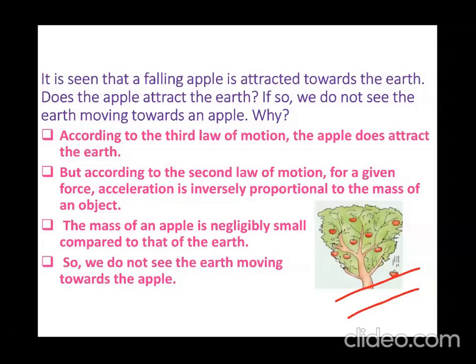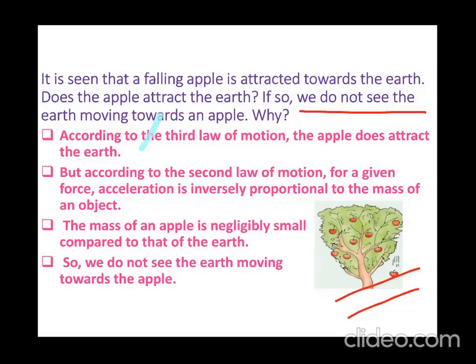But children, apple is attracted, fine, but is the earth also attracted by the apple? क्या earth भी apple को attract करती है? If so, have any one of us seen the earth moving towards the apple? No, we have never seen the earth moving towards the apple. Why? So children, here is the reason for that.